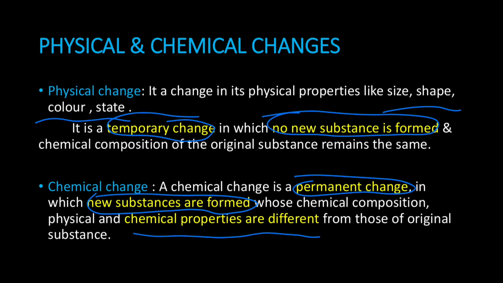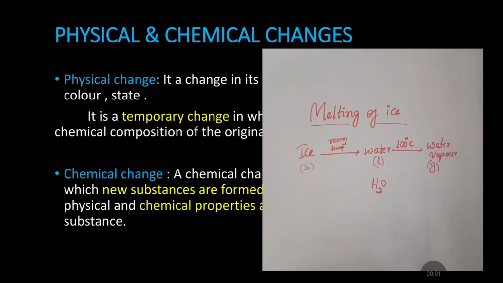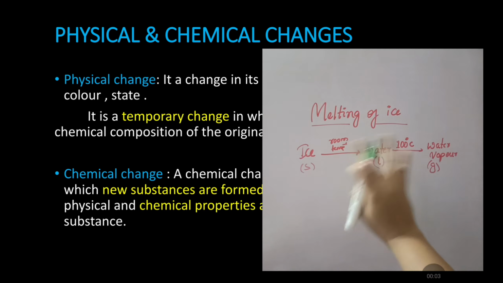So what does that mean? A physical change means there is a change only in physical properties like size, shape, color and state of matter. The physical change is a temporary change and no new substance is formed. If the change is a chemical change, then the change is permanent and a new substance is formed with new chemical properties. Now let us understand physical change with an example.